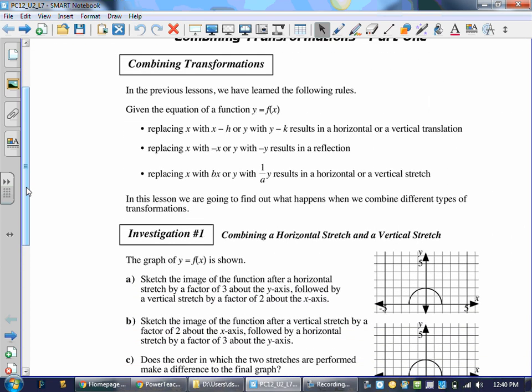This first part talks about all the different replacements. We replace x with x minus h or y with y minus k. That's translating things left and right and up and down. When you replace them, you're adding or subtracting values from the x's and the y's, and you're going to shift this left or right. We can also reflect them over the different axes. And last, you can stretch them vertically and horizontally. So all three of those are going to go together. There are some things to note here.